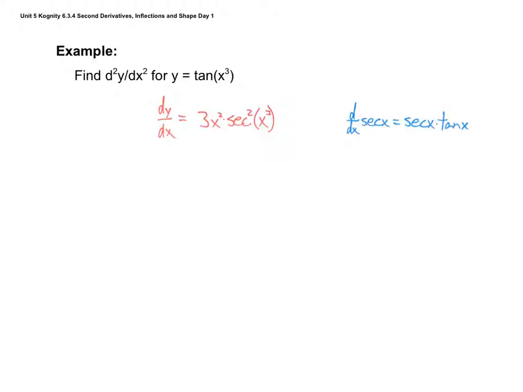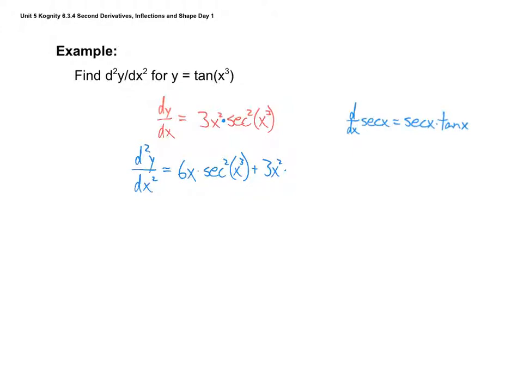Let's take a quick look. If we're doing the second derivative, we've got to use the product rule, because this is multiplication. So the derivative of the first part times the second, secant squared x cubed, plus the first part, 3x squared, times the derivative of the second.